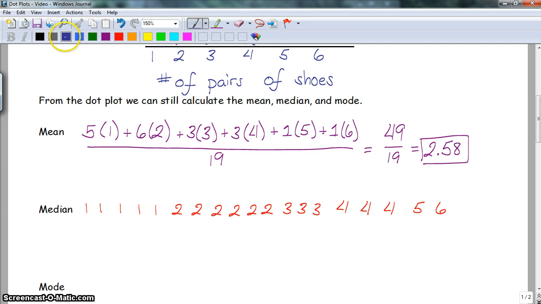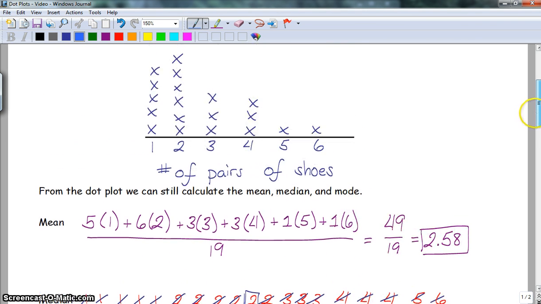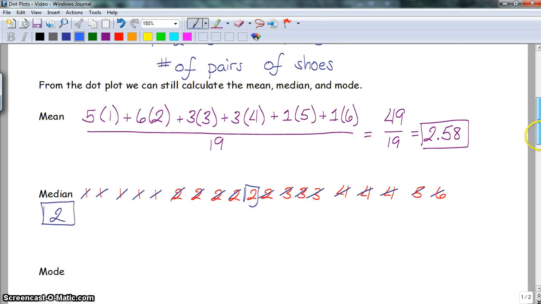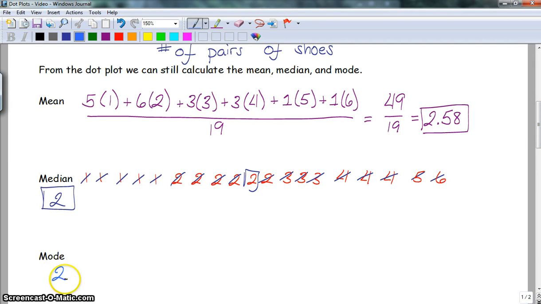So since I'm finding the median, I'm trying to find the middle point. So just cross off from either end until you get to the point that's directly in the middle, which in this case is 2. And my median is 2. The last thing we need to find is the mode, the one that occurs most often. In this case, it's actually very helpful to look at your dot plot, because all you're going to look for is the data value with the highest column. In this case, 2. 2 is my mode, because it's the one that's most represented.